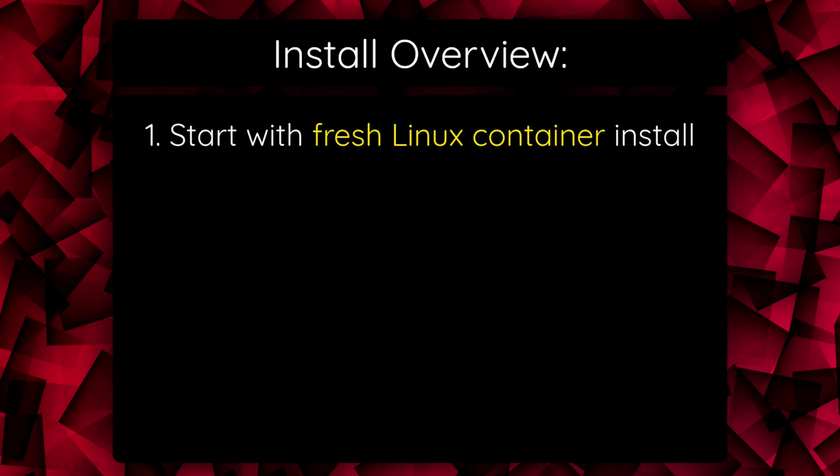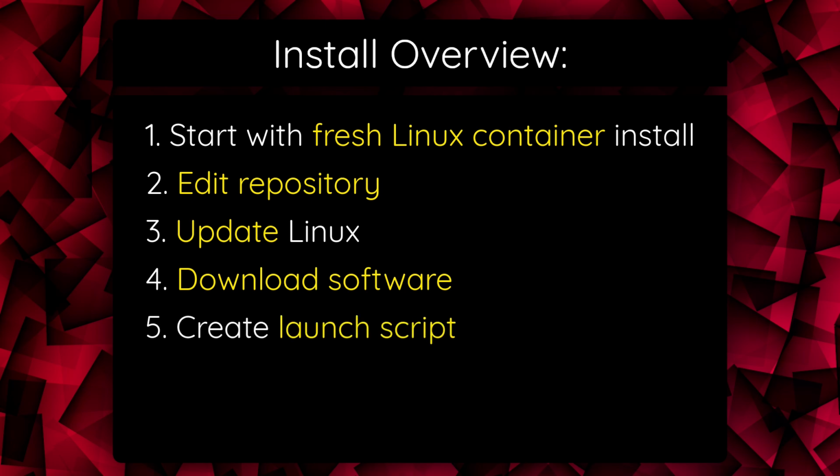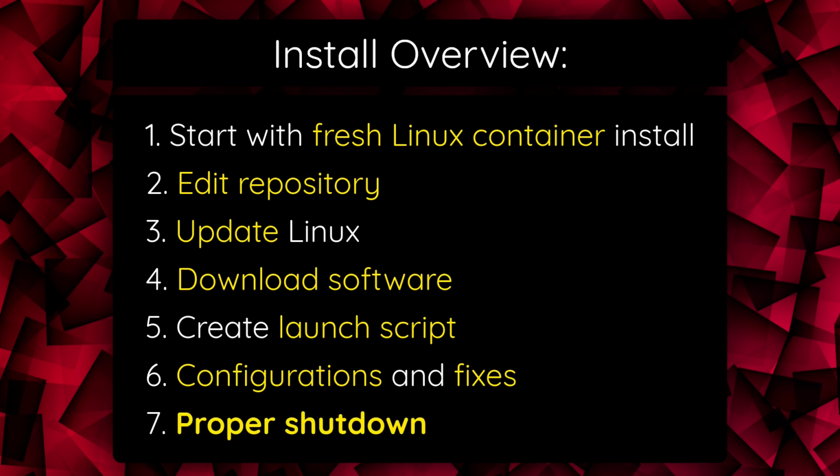For the overall install, we will first start with a fresh Linux container install. After that, we will edit the repository so that it points to Kali. Once we've done that, we will update Linux in order to turn the container into Kali. After that, we will download some software, and then we will create a launch script that we will use to start up the desktop. Once we have the desktop running, we will do some configurations and fixes. Lastly, I will show how to properly shut down Linux on a Chromebook. This video covers the ins and outs of running Kali in the Google container environment. For example, failure of shutting down the container is the equivalent of shutting down a PC by unplugging it.